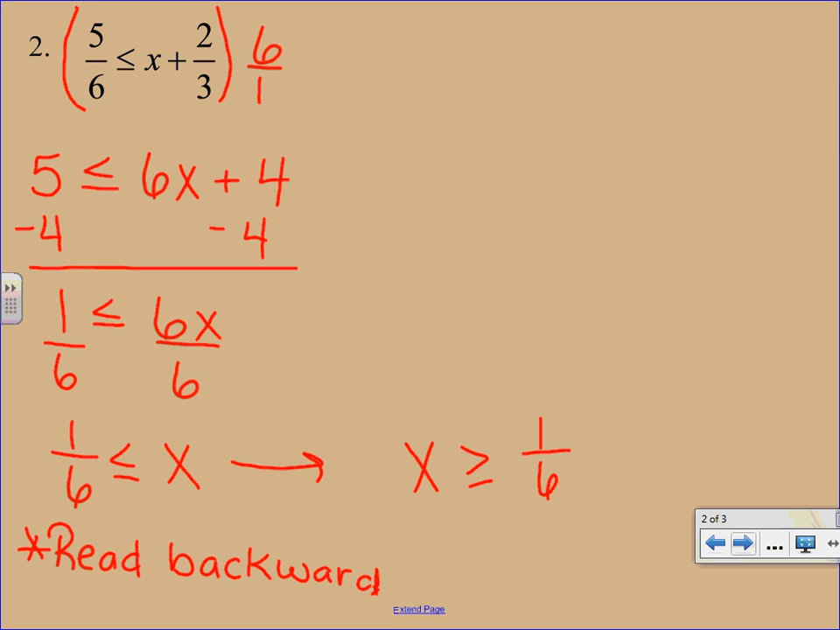So make your number line. Throw on the 1/6. It will be a closed circle this time, and you're going to shade off to the right. And again, just any kind of shading will do. If you have a highlighter, that does work really well.